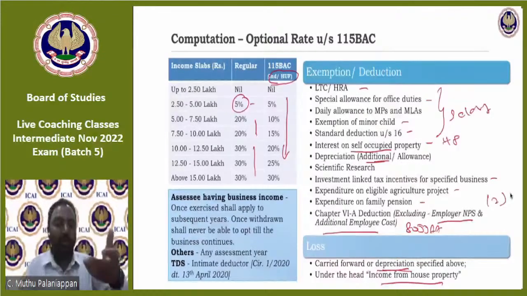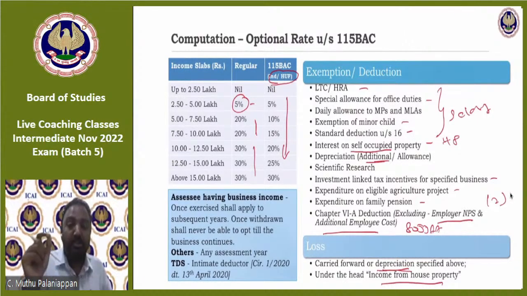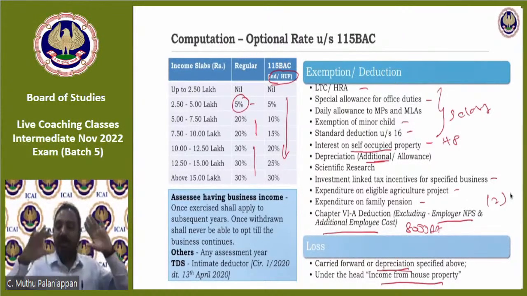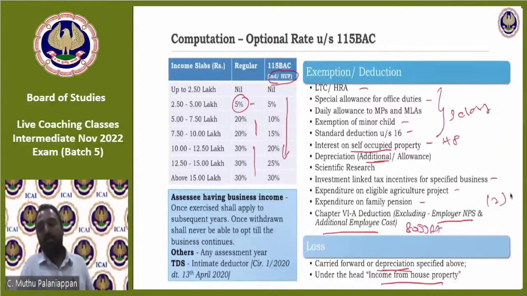After foregoing all this, if you still feel that this rate is lower and beneficial to you, then the assessee can opt for this particular special tax rate of 115BAC. So it is optional, and this option can be chosen every year. This year I choose 115BAC. Next year I can continue my return without choosing 115BAC also.